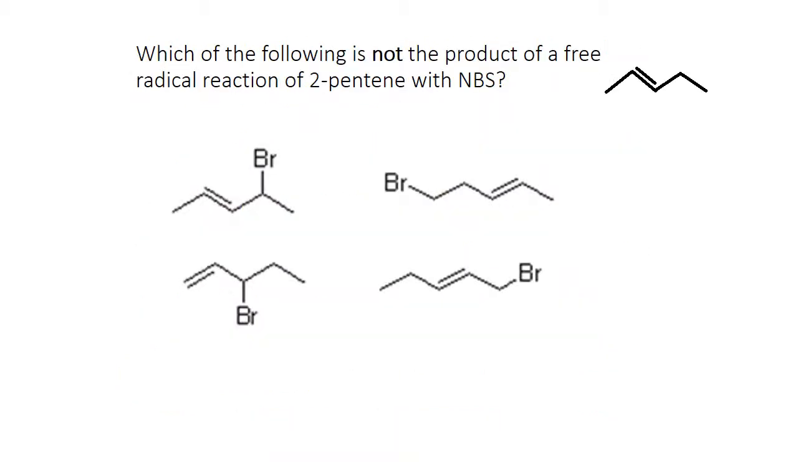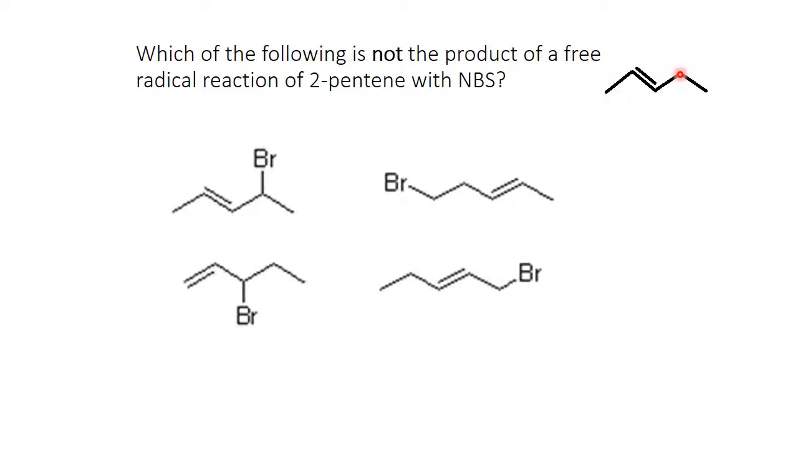Which of the following is not the product of a free radical reaction of 2-pentene with NBS? Well, if I look at 2-pentene reacting with NBS, N-bromosuccinimide is going to provide a low concentration of the bromine free radical, which increases its selectivity. That increased selectivity is going to give you a free radical addition of bromine in the allylic positions.